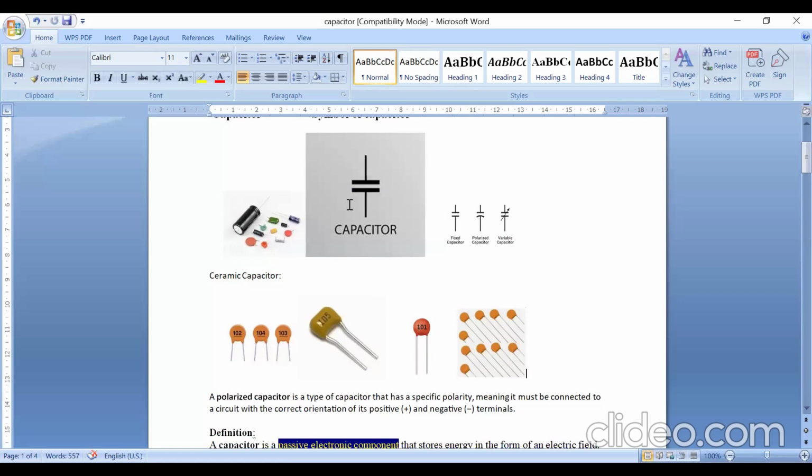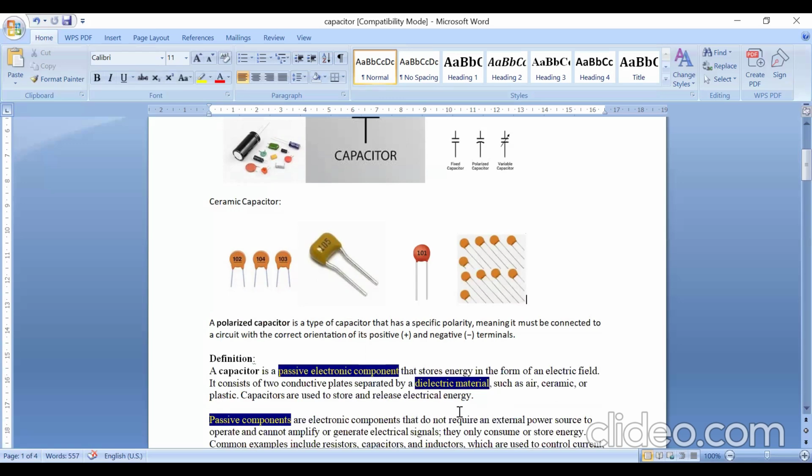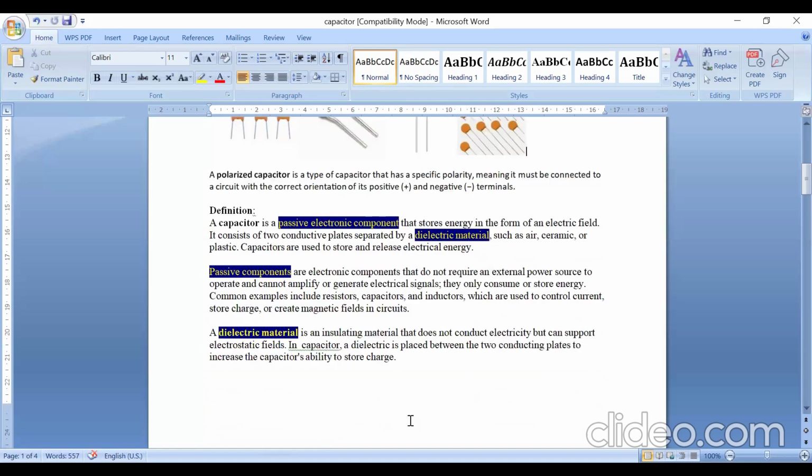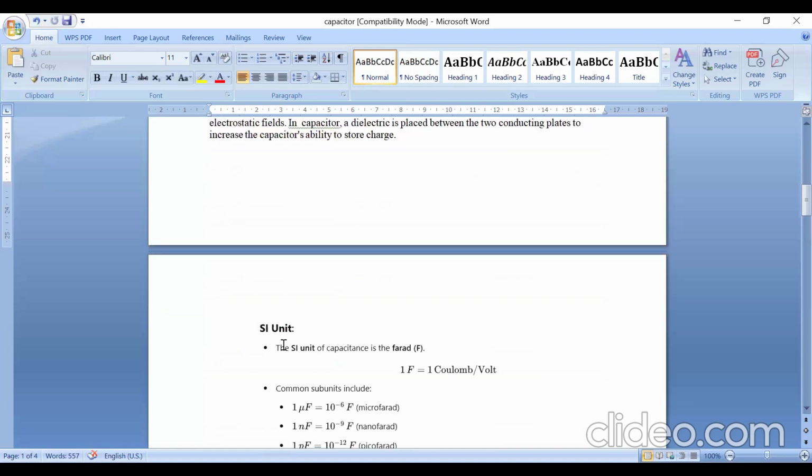In order to increase the ability of a capacitor to store charge, the dielectric is placed between the two parallel conducting plates. That is the meaning of dielectric material. So once again, a capacitor is a passive electronic component. It stores energy in the form of an electric field and consists of two conductive plates separated by dielectric material. So this is all about the definition of a capacitor.